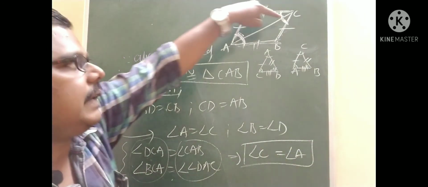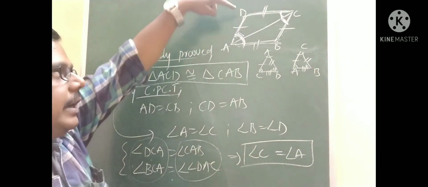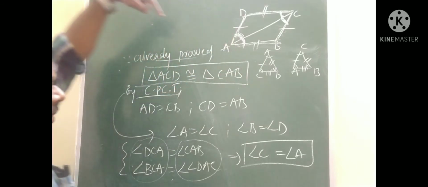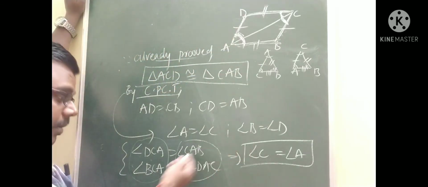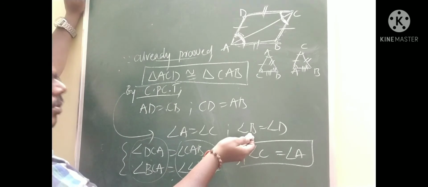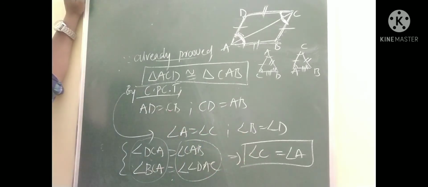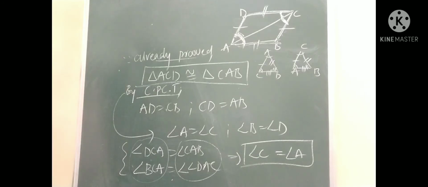When you have proved this angle C is equal to angle A, you can take the other combination and use the same technique, and you can prove angle B is equal to angle D also. Okay, so in this manner, in a parallelogram, opposite sides are equal and at the same time opposite angles are also equal. Okay, now let's move on to the next one.